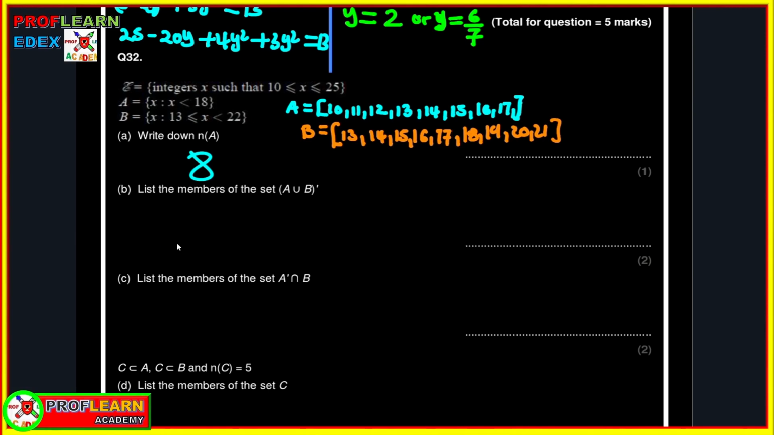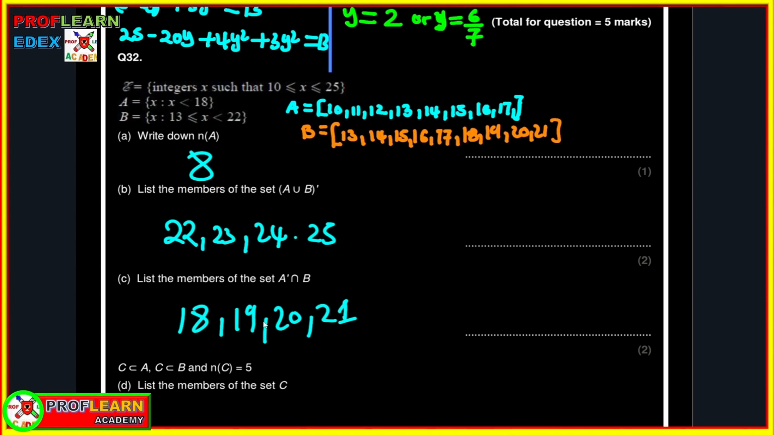Part B, you are supposed to list the members of the complement of A union B. We need to list the members of A union B, so meaning the complement of A union B. When you combine the two sets, which elements are outside that union set? That is exactly what we are going to have in this case. And we're talking of the intersection, not in A intersection B, which is going to be these values that we have here.